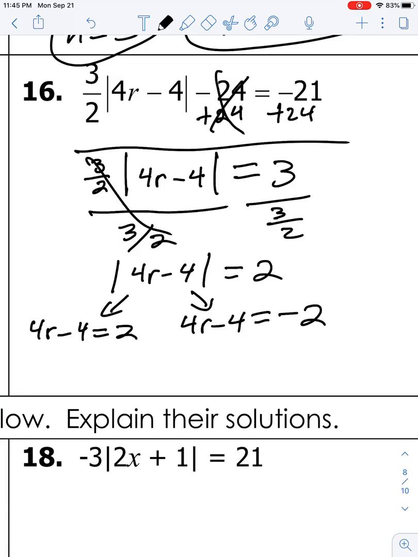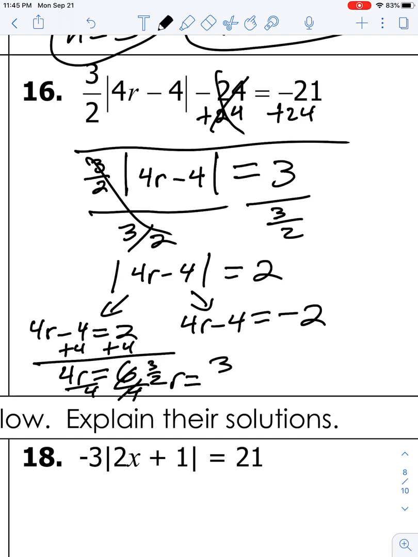Now that you've got your two equations, you go ahead and solve. So add 4. We get 4r equals 6. And then divide by 4. And then r equals, so reduce your fraction, r equals 3 over 2. Yes, you can have a fraction answer. All right.